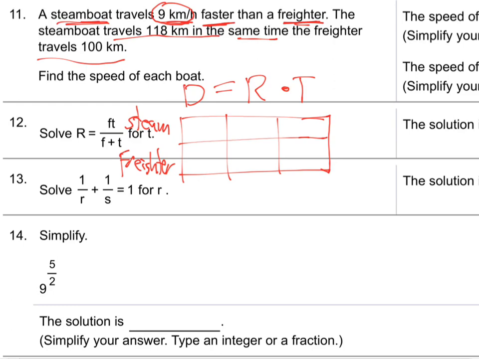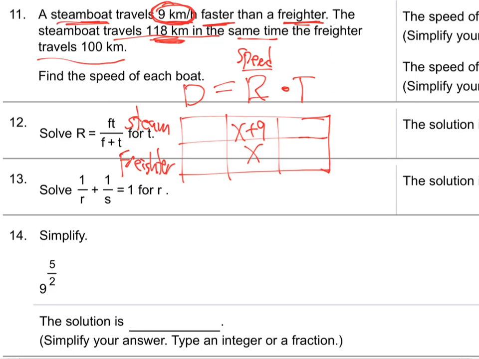Now, is that his distance, his rate, or his time? Well, kilometers per hour, that's like miles per hour. That's your speed. Your speed is your rate. So the steamboat's rate is x plus 9, and that means the freighter's just x, because the steamboat is 9 faster. That's what we always do in a word problem. Whenever they say something is 9 more, it's x plus 9, and the other box is just x. If they say something is 9 slower or 9 less, that would be x minus 9, and the other box would just be x. The steamboat travels 118 kilometers.